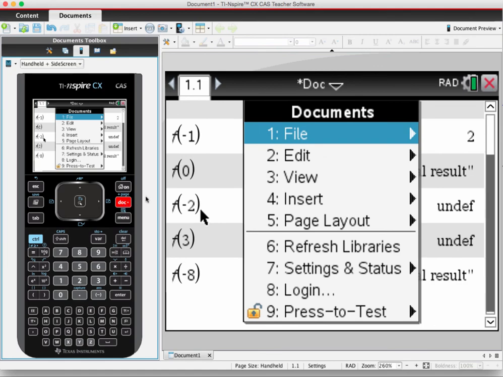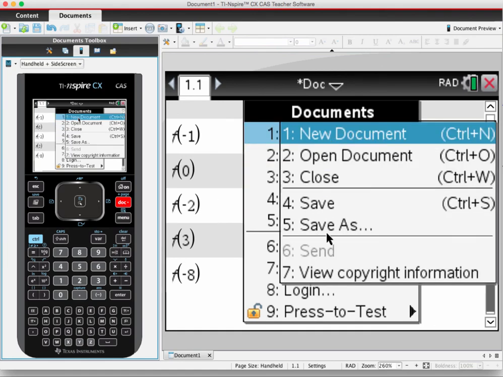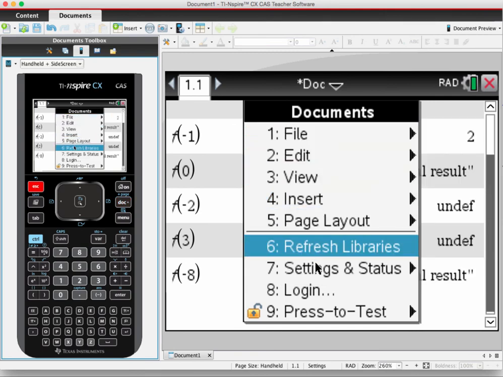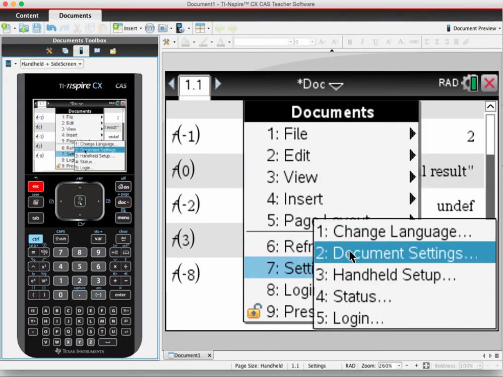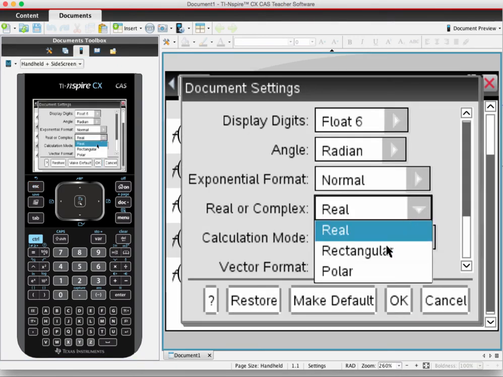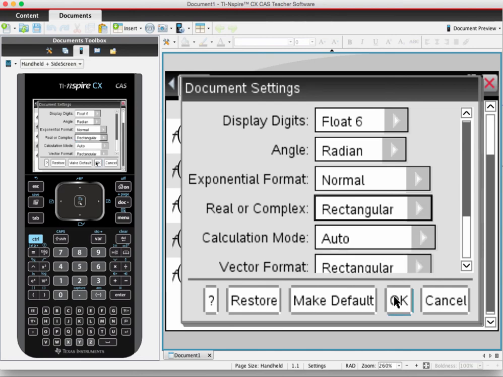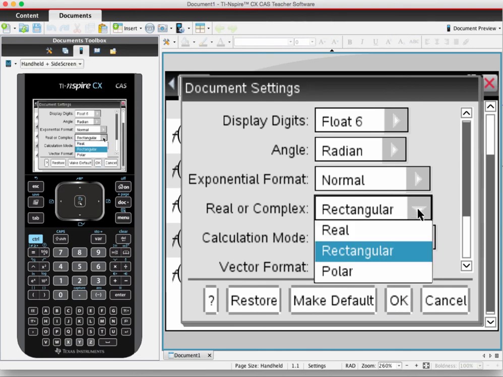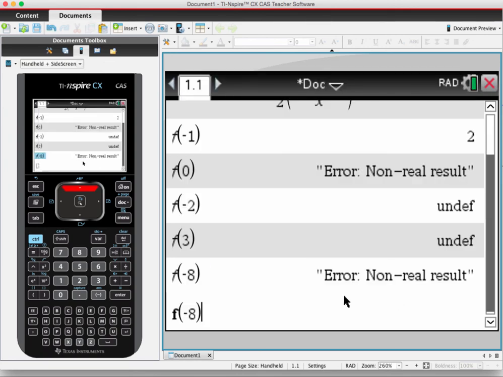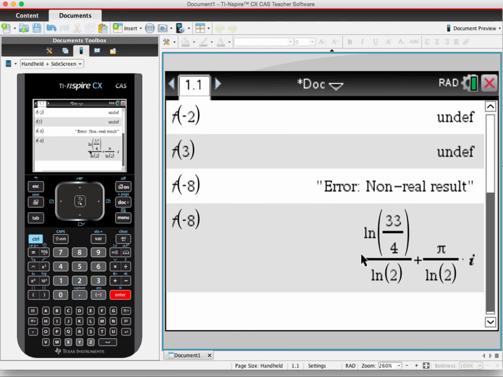So we can go to Documents, and we can go to Settings and Status, and Document Settings. And if we go to real or complex mode, we can go to rectangular mode. And you'll notice it said rectangular or polar. It has everything to do with vectors. And so if we try this again, we end up getting a real number and an imaginary number. So indeed, f of -8 is non-real.